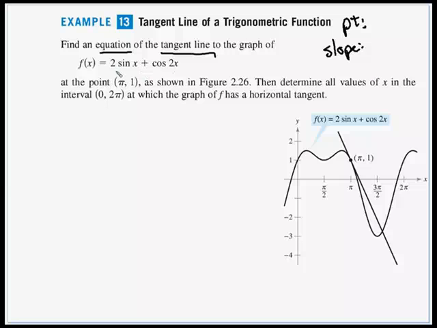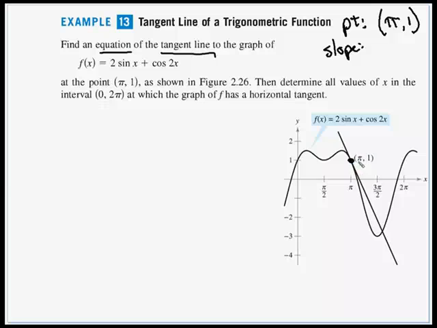And here's the function that we're dealing with, and they give us the point. At the point pi comma 1. Pi comma 1 is our point, so we need the slope at that point to write the equation. And again, here's the function. The graph looks like this. We got this little curve action going on here. And then our point is over pi, up 1. That's where we want our tangent line to be tangent to the curve, right at this point pi, 1. So we need the slope at this point.